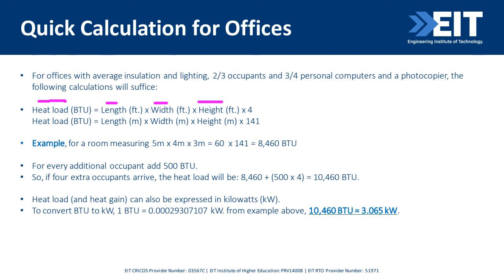And if it's in BTU, multiplied by 4. If you want to work with the length, width, and the height, you multiply it by 141. Now, that constant comes from the heat load per unit area. So it's determined by looking at different types of buildings or rooms, and that's where the constant was coming from. Remember, this is a quick calculation just to get a feeling for what you have to remove.